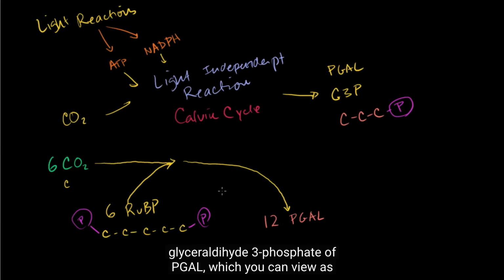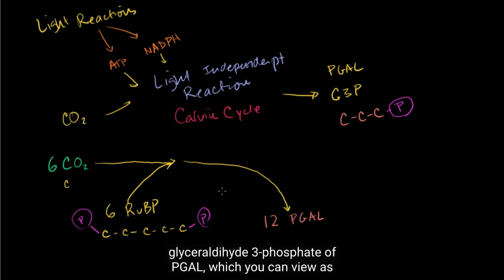And of course, it's called a cycle because we generate these p-gals. Some of them can be used to actually produce glucose or other carbohydrates, while most of them continue on to be recycled into ribulose biphosphate, which once again reacts with carbon dioxide, and then you get the cycle happening over and over again.